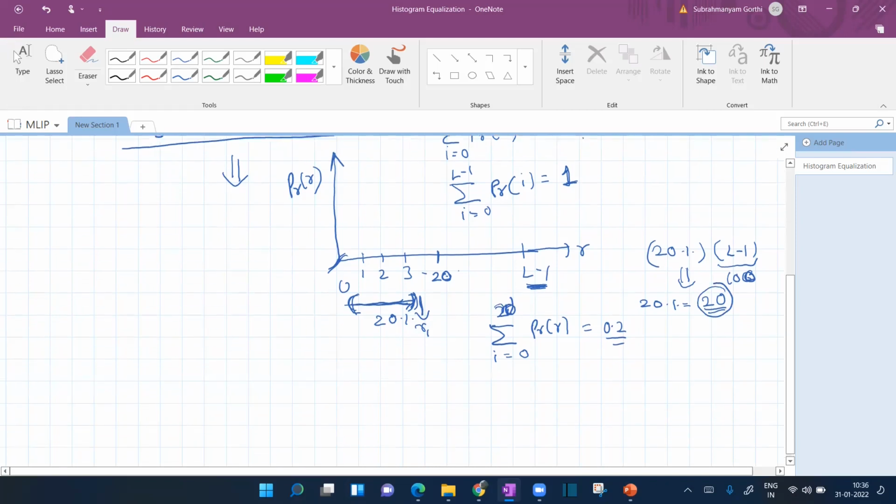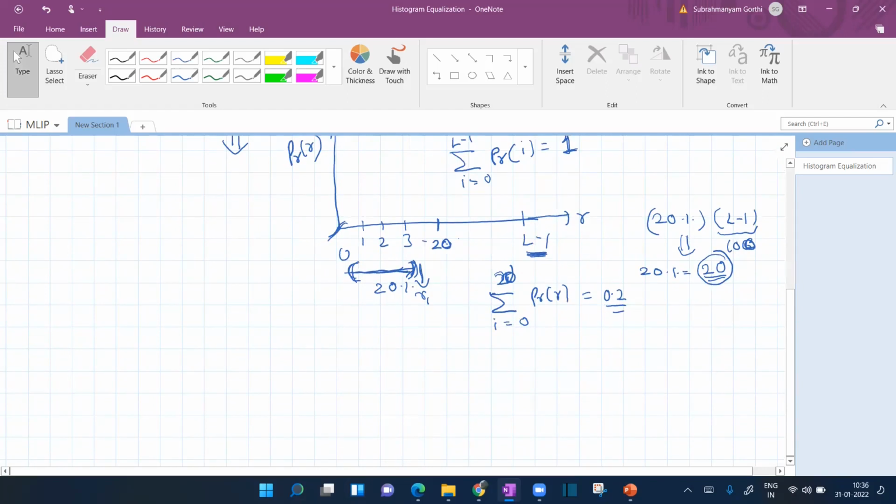Right. So how can you achieve this? Can you tell me any transformation? Let us now call the new variable S of R, which from R, I want to apply a transformation that does something like this. So I will write something here.